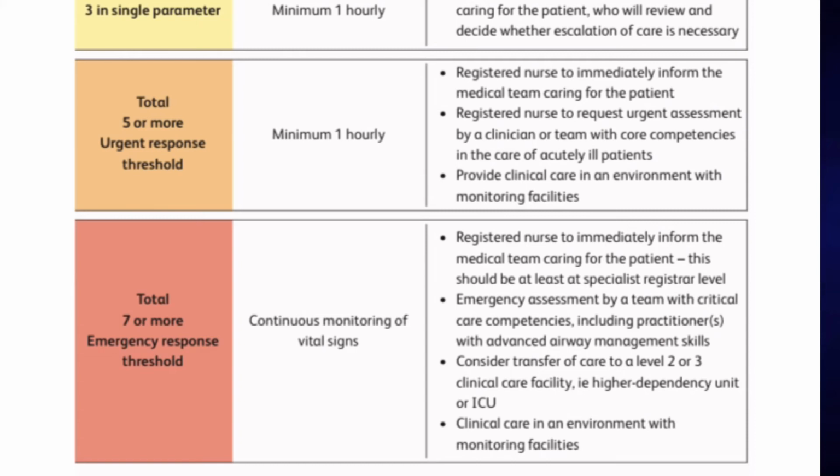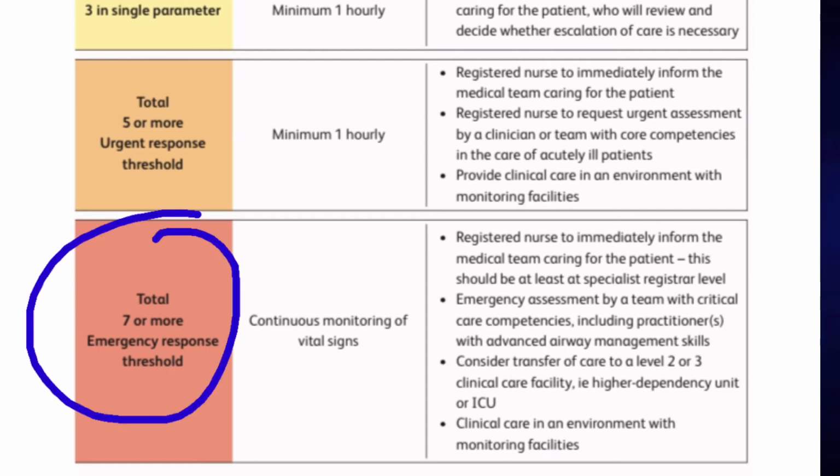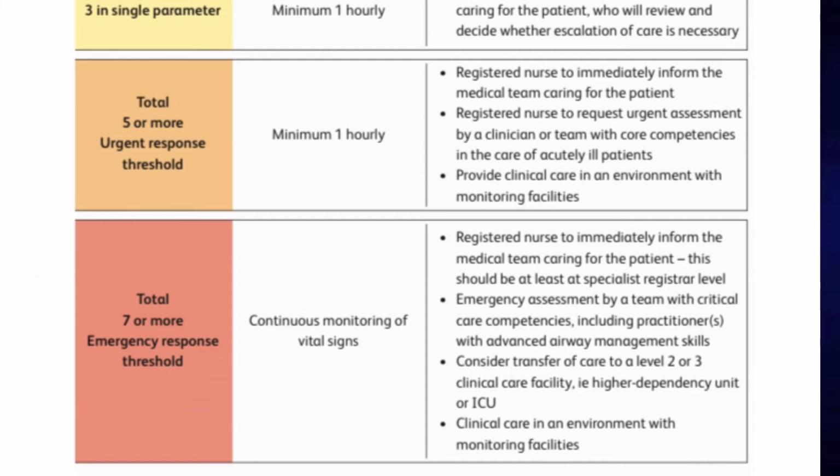Then total 7 or more is the emergency response threshold. Continuous monitoring of vital signs. Here the registered nurse immediately informs the medical team caring for the patient. This should be at least at specialist registrar level. Emergency assessment by a team with critical care competencies, including practitioners with advanced airway management skills. Consider transferring care to a level 2 to 3 clinical care facility, that is a higher dependency unit, ICU or ITU. Clinical care in an environment with monitoring facilities.